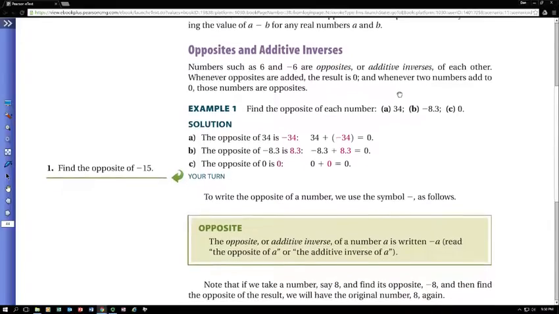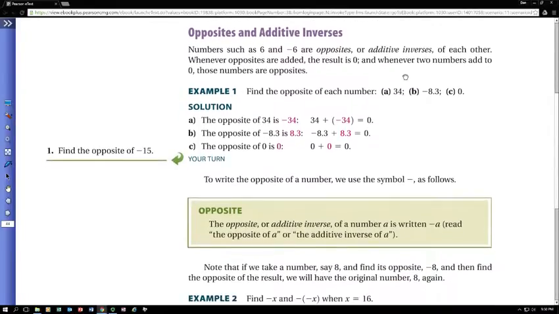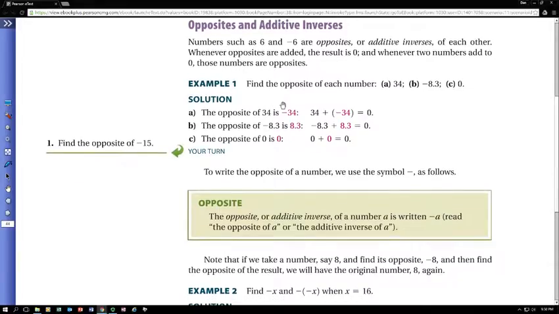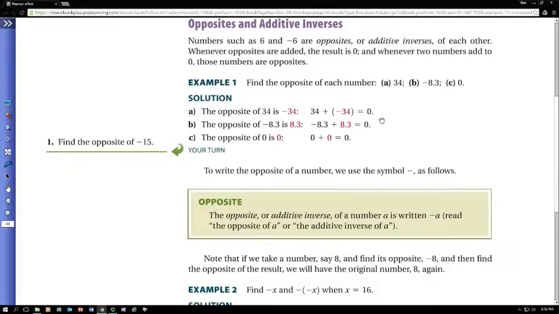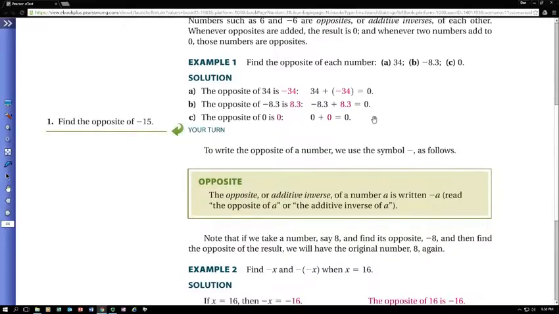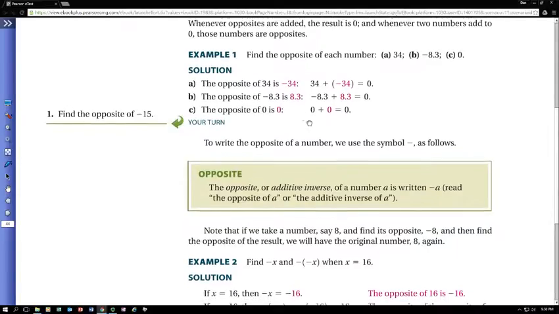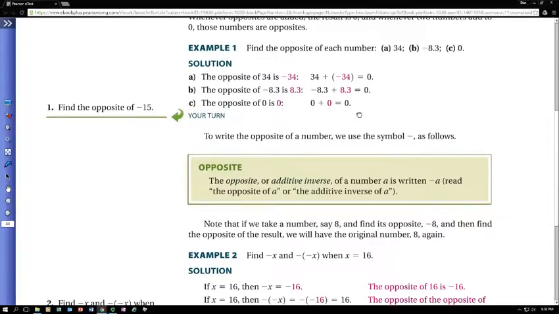Because we've already defined what the additive identity is, 0, we're going to be able to get zeros from these additive inverses. So to find the opposite of each number, like 34, the opposite of that is negative 34. And the way you can prove that is, if they're truly opposites, when you add them together, you get 0, which is the additive identity. And we can also say the opposite of 0 is 0, because when I add 0 plus 0, I get 0.